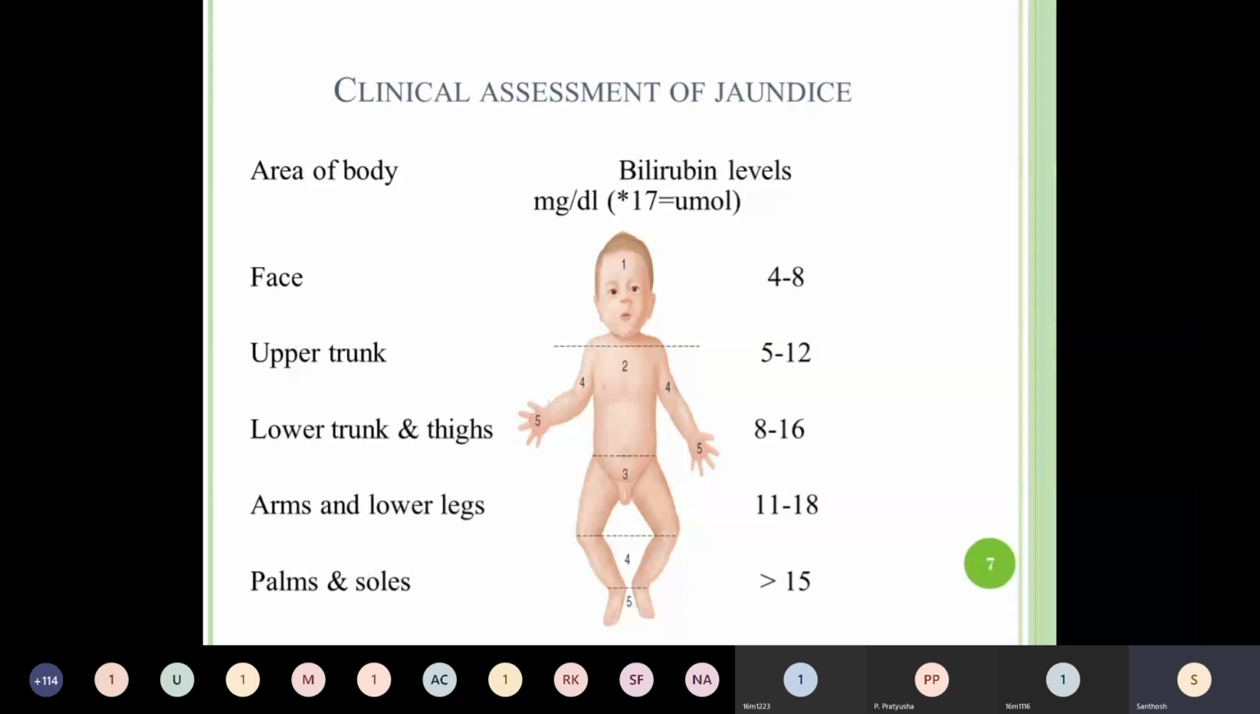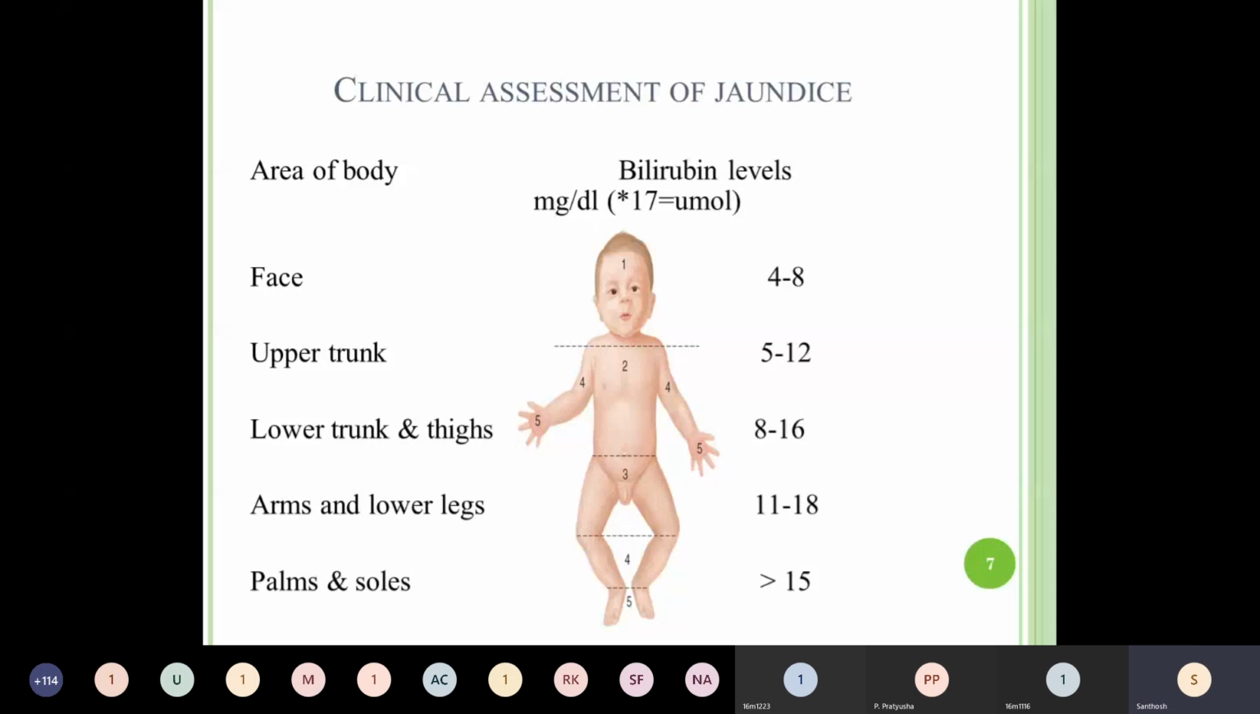It is because the RBC volume per kilogram is very high in the newborn period. If you see the newborn, the hemoglobin will be around 16, 18, and sometimes even 20. So the RBC volume per kilogram is very high. And the RBC survival is also much less when compared to adults. The RBC lifespan in adults is 120 days, whereas in the newborn period it is 90 days. So because of this, there is increased destruction of the RBCs.